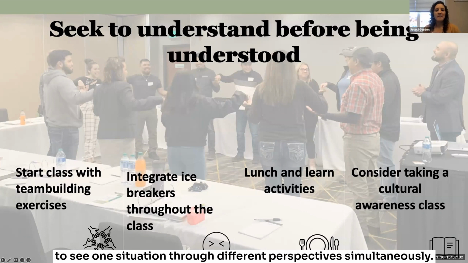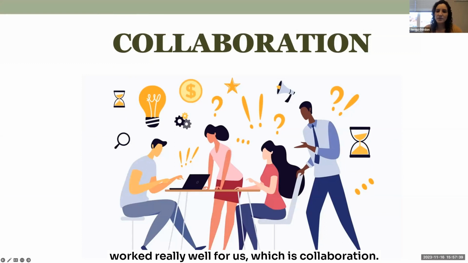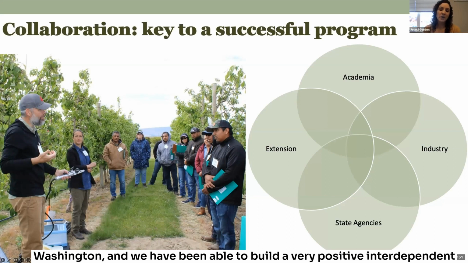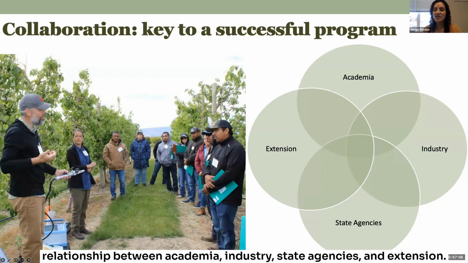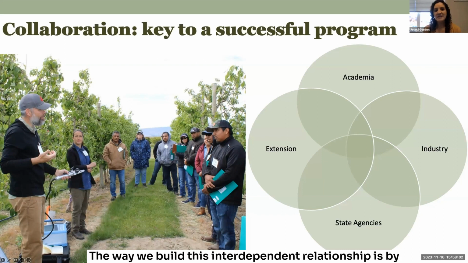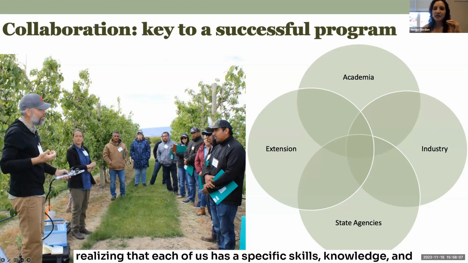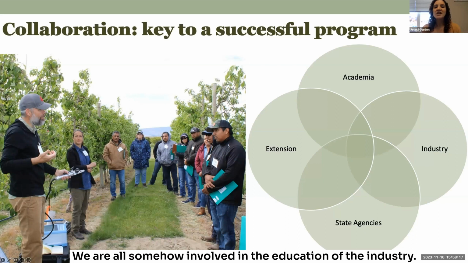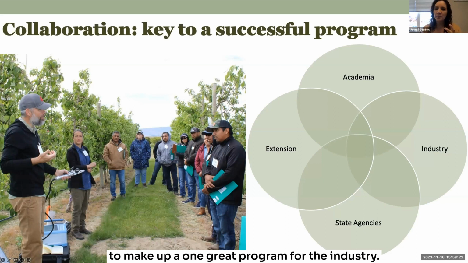Next, please. Now I will move on to the next principle that has worked really well for us, which is collaboration. Next, please. Collaboration has been key to success in our training program here in Washington, and we have been able to build a very positive interdependent relationship between academia, industry, state agencies, and extension. The way we build this interdependent relationship is by realizing that each of us has specific skills, knowledge, and resources. But we all have one shared interest, one common goal. We are all somehow involved in the education of the industry. So we share those skills and those resources to make up one great program for the industry.